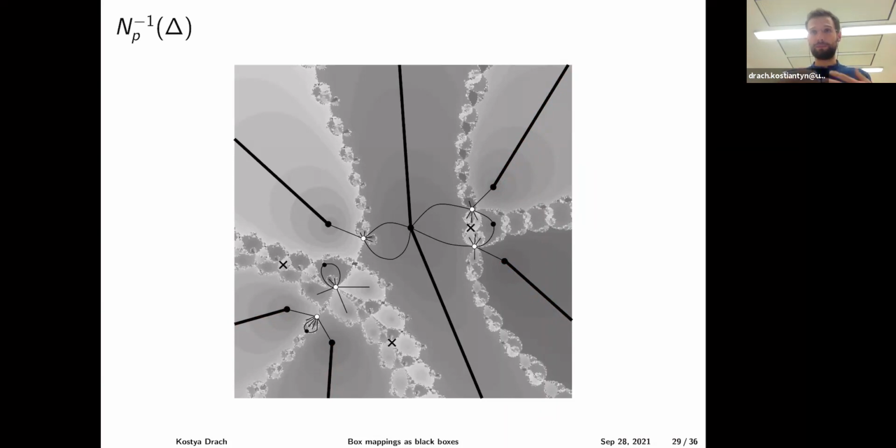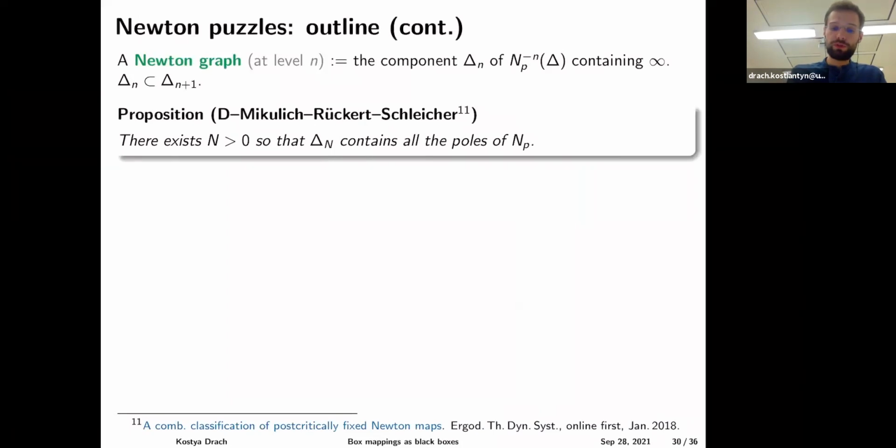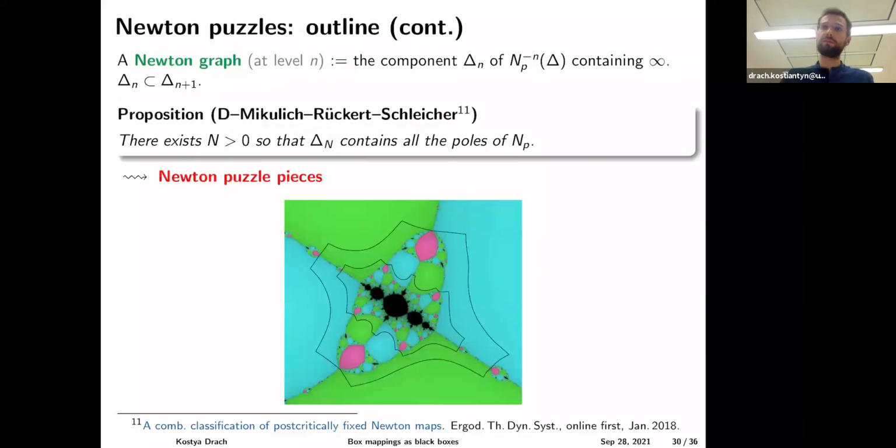Of course, this is a rational map. There are problems since we have poles, points like here that map to infinity, and therefore preimages of fixed rays are not necessarily connected to the starting set of rays. But in fact, this problem can be overcome. With Zhenya Mikulich, Johannes Rückert, and Dierk Schleicher, we show that if you pull back sufficiently long, you can catch all the poles, and in that respect construct this graph which is forward invariant, and each complement of this graph is simply connected. And in that respect, we arrive at a notion of Newton puzzle pieces.